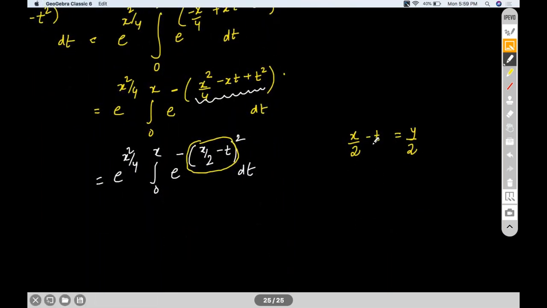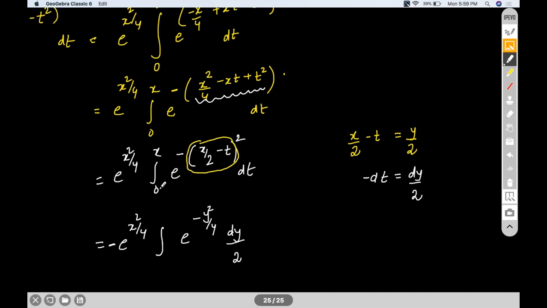Now minus dt is same as dy by 2, correct? So this integral will convert to e to the power minus y square by 4, dt will be minus dy by 2. Note I have put a minus dy outside.